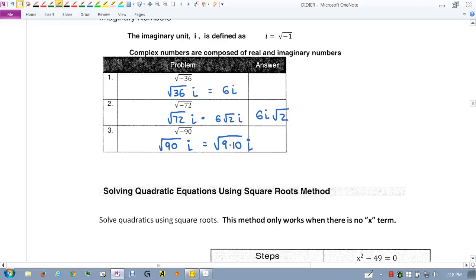Keep that i with us. Square root of 9, 3. Square root of 10, can't do anything to it, right? None of those numbers in that list go into 10. And I still have the i on the outside. And now I'll move the i out front. 3i root 10. All right, any questions?